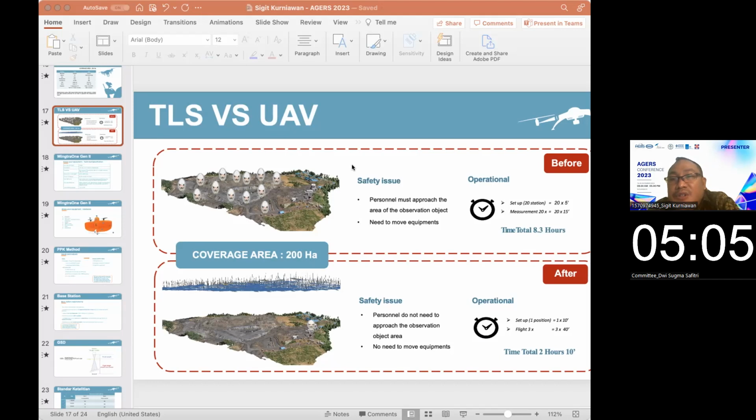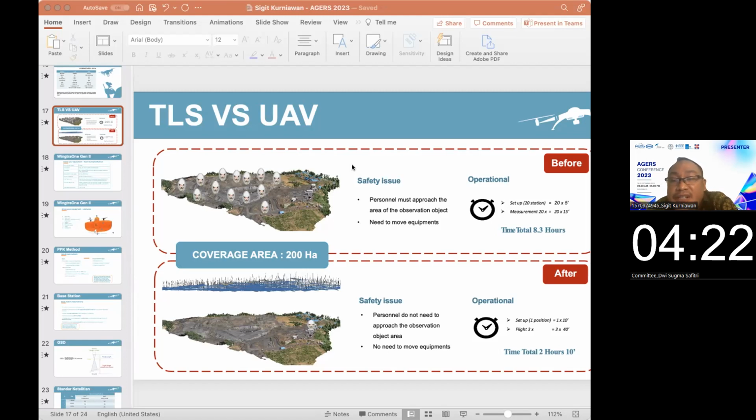GCP or ground control point is a control point used as reference in mapping. This point has a known, accurate coordinate, so it can be used as a reference to determine the position and size of the object being mapped. GCP can be used to increase the accuracy of mapping results, and GCP can correct data obtained from drone or UAV, resulting in more accurate mapping results.